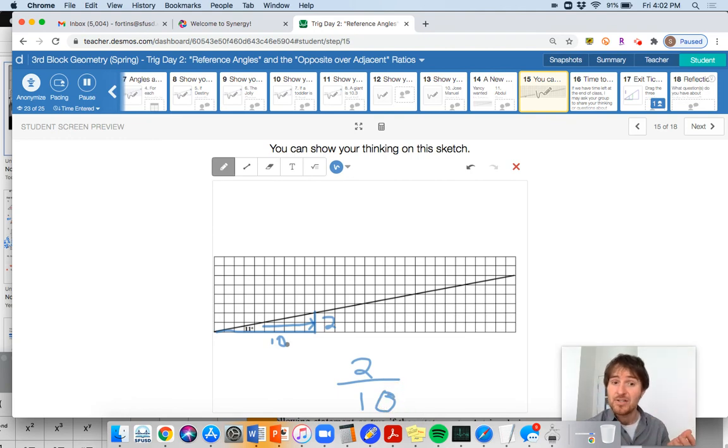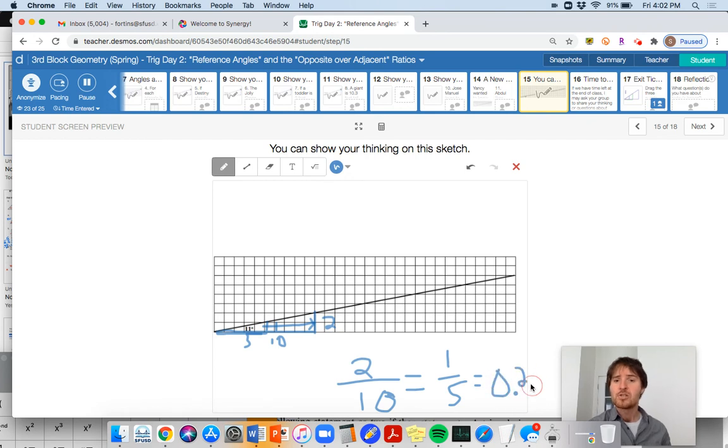What can I simplify that to? Well, 1 over 5. That's maybe how you did it. And they're both valid, okay? What is 1 over 5 written as a decimal? Okay, I type that into a calculator. Do 1 divided by 5. What do I get? I get 0.2.